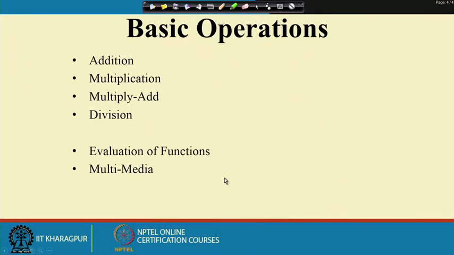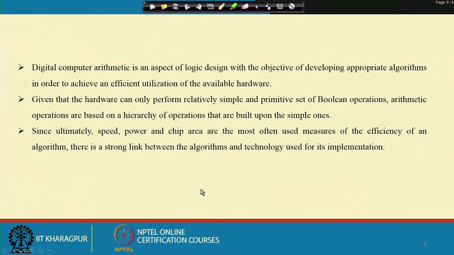Okay. The basic operations in computer architectures are addition, multiplication, multiply-add, division, then evaluation of different functions, then multimedia operations. So, these are the basic operations in any computer architecture.